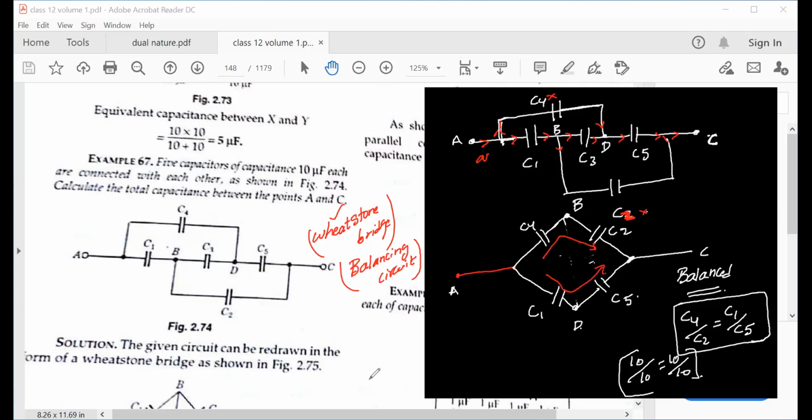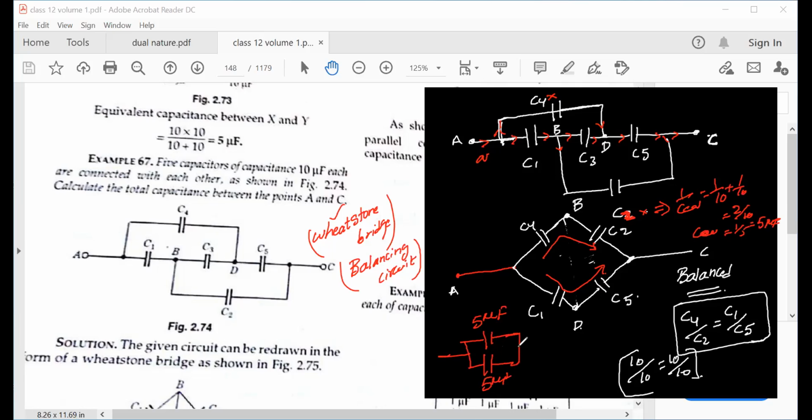When C4 and C2 are in series connection, what is the capacitance formula here? For series, 1 by C equivalent is equal to 1 by 10 plus 1 by 10. So it is nothing but 2 by 10, which is 1 by 5, so C equivalent is 5 microfarad for the top portion. I'll redraw the circuit like this. This is your 5 microfarad, and the same thing for the bottom also. Same 10 microfarad, so again the same value will be there, 5 microfarad here.